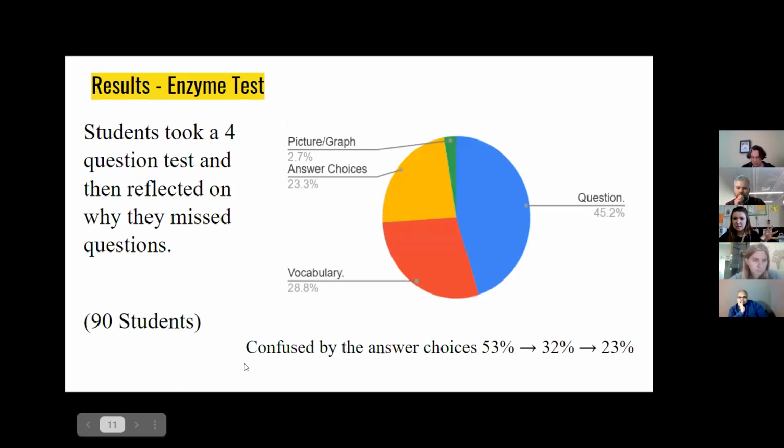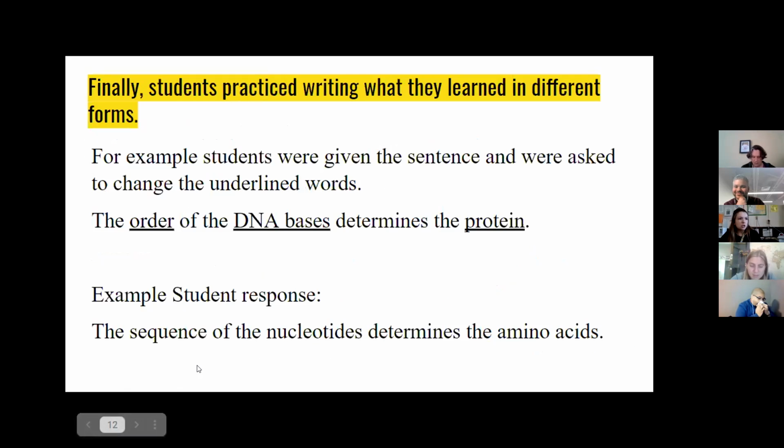This is the result of the enzyme test. Once again, we did a 4-question test after we practiced this skill. Now we're down to 23% still having trouble with those answer choices. We did one more practice. This was definitely the most helpful thing out of everything that I did, and I will definitely do this again next year.